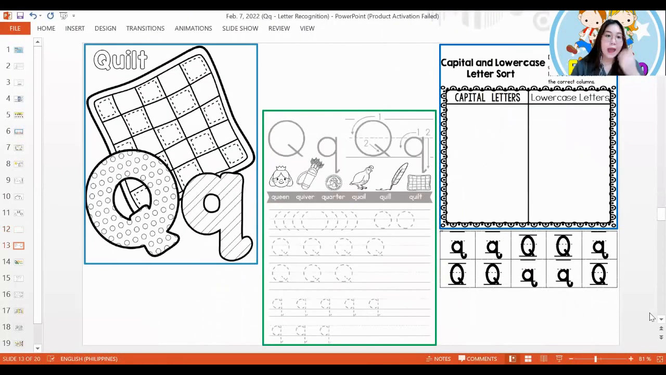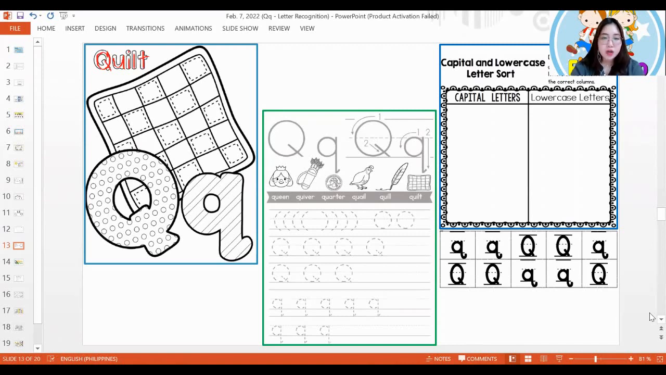So here we have a quilt. First, what do we do? Trace our name. Very good. We have to trace our name and trace the word quilt and also color our picture. I want you to try to color inside the black lines, okay? And also make sure that there are no more white spaces, okay?